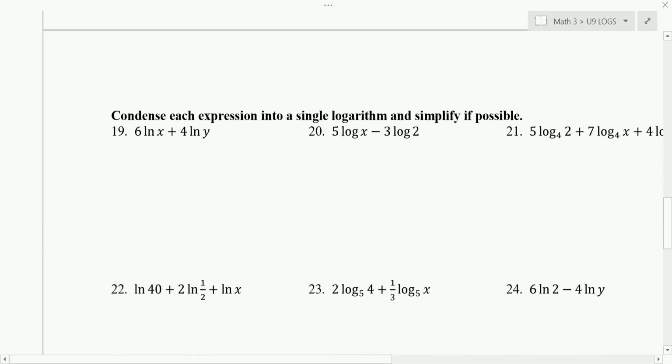Number 19, we got to get rid of the 6 and the 4 first by using the power property. And we can use the product property.